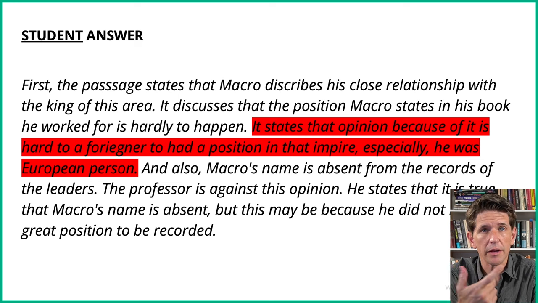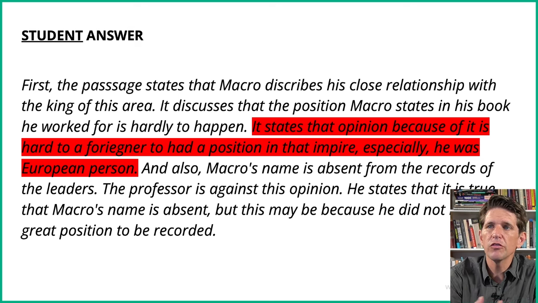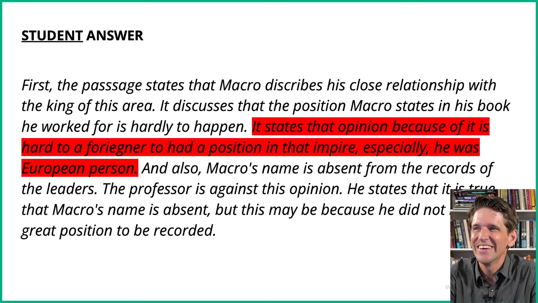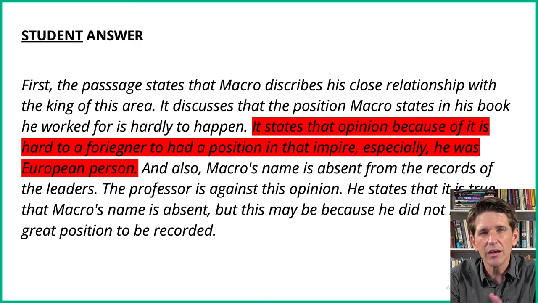This is the first body paragraph. "First, the passage states that macro," instead of Marco, big problem, keeps on saying macro, "describes is spelled wrong, his close relationship with the king of this area. It discusses that," instead of saying it, you want to say the passage. So there's a lot of mistakes, but I'm going to just focus on a few.